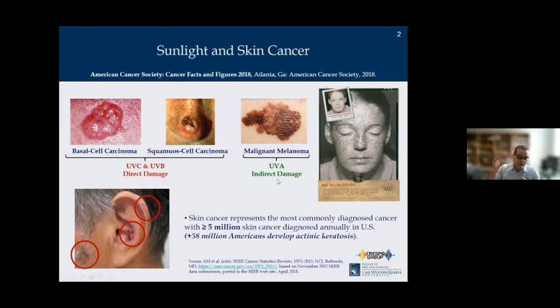So UVA radiation excites other biomolecules within the skin, and then those photosensitize damage. Although there may be some more recent evidence that UVA irradiation can also directly damage DNA to some extent. And this is, of course, a major issue for society around the world.